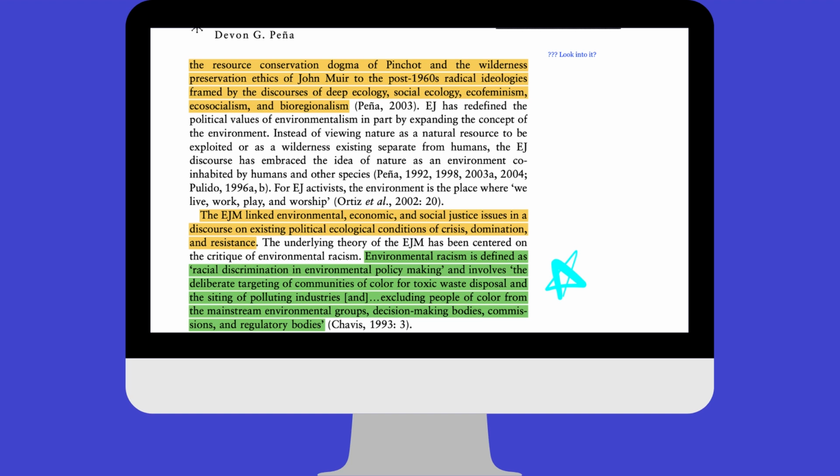And then we also have the EJM, which stands for Environmental Justice Movement, linked economic and social justice issues in a discourse on existing political ecological conditions of crisis, domination, and resistance. I just thought this was an interesting point.